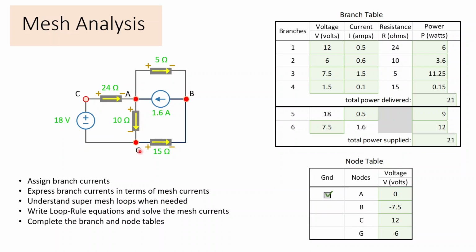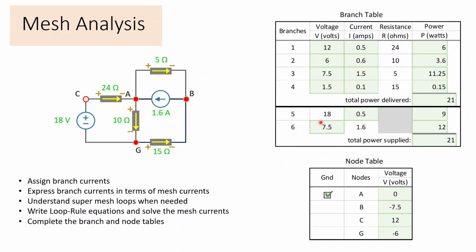If I just go straight down to G from A, plus to minus, I've decreased by 6. So negative 6 volts is the node voltage at G. Then if I come through the 5 ohms plus to minus from A to B, I've decreased by 7.5 volts. So the node voltage at junction B is negative 7.5 volts.